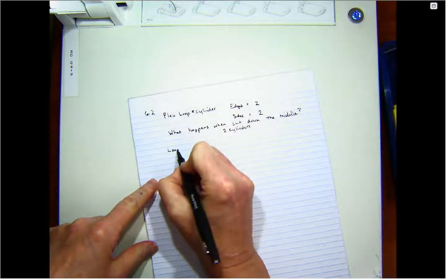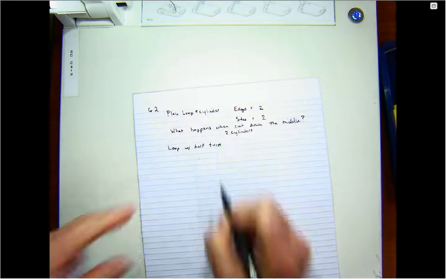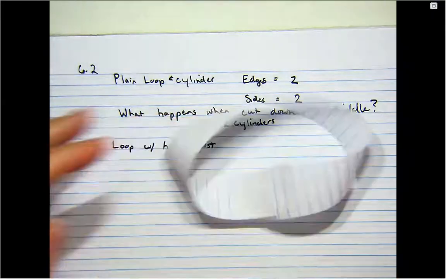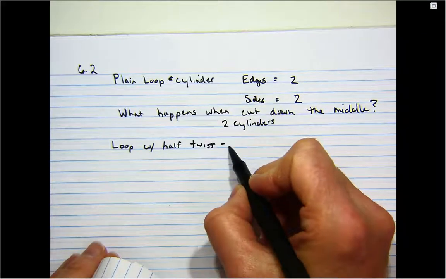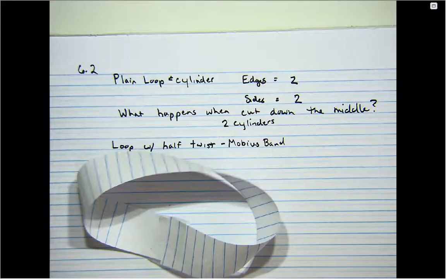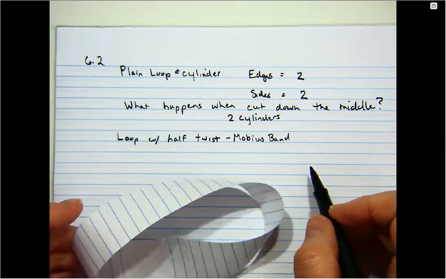Has a loop with a half twist. So now we have a loop with a half twist. Has anybody ever seen one of these before? Maybe if I tell you what it is. This is called a Mobius band. Have any of you seen a Mobius band before? Okay, well, let's take a look at what the Mobius band is like. Okay, so we have a Mobius band.